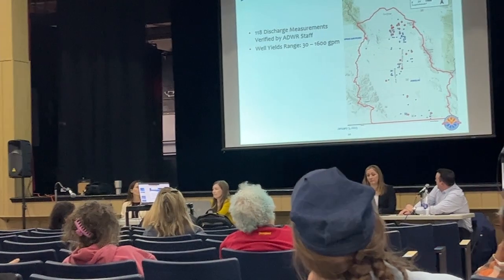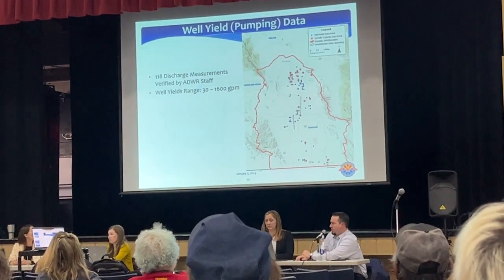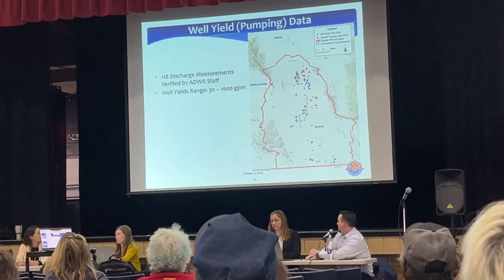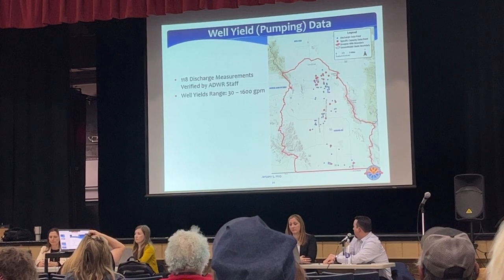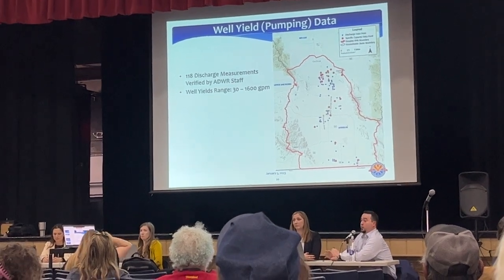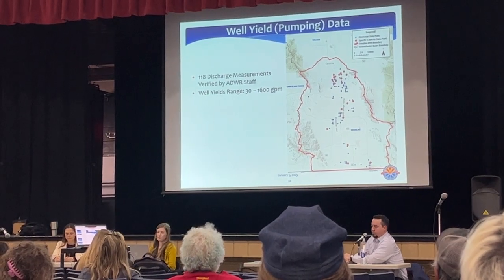From the well yield data, so now we're moving back to the pumping rates. These are the verified rates that we recorded ourselves using 2 different types of flow measurements. The rates that we were able to observe have ranged between 30 and 1600 GPM. I know wells out here can do more than that. These are just the ones that we had our staff out to measure.